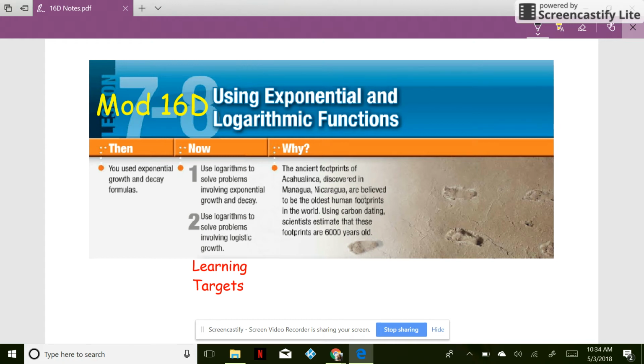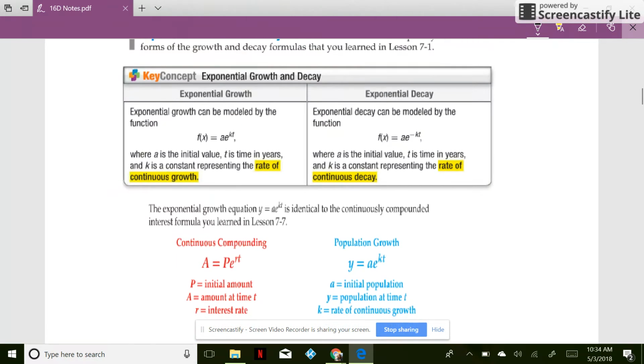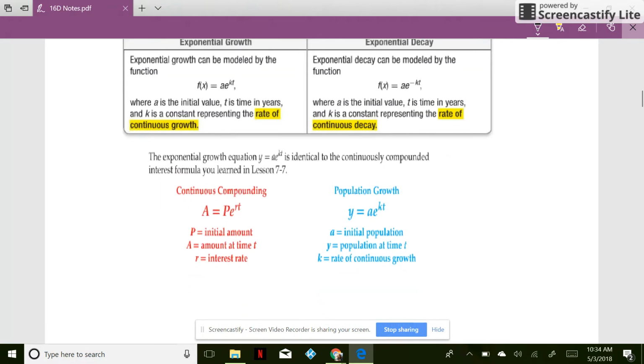So we're working with section 16D is what we're calling this. And this is going to be some word problems, solving those with exponential and logarithmic equations. So we can model growth and decay with the same types of functions. So it's usually a number a times e to the kt.